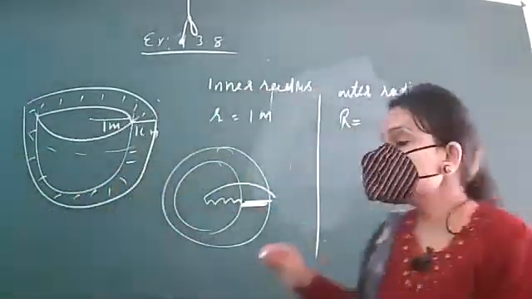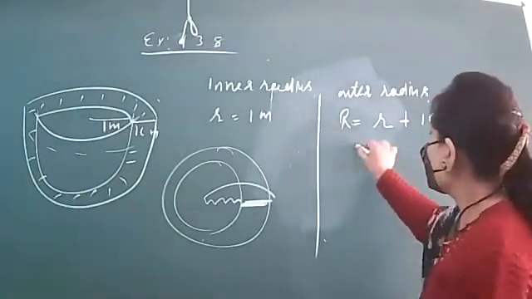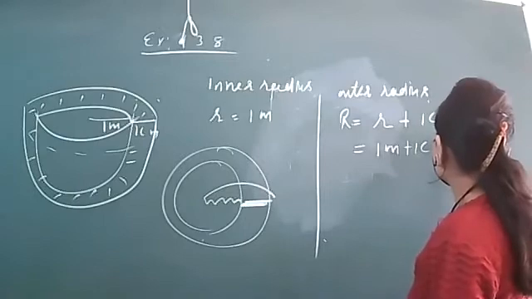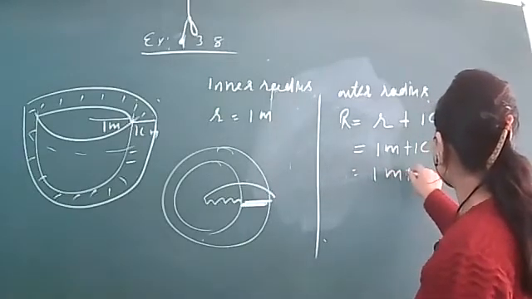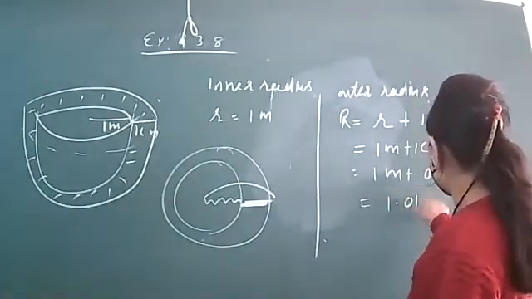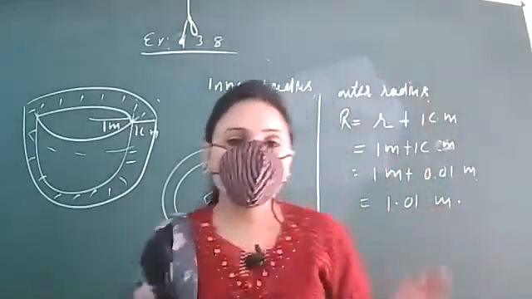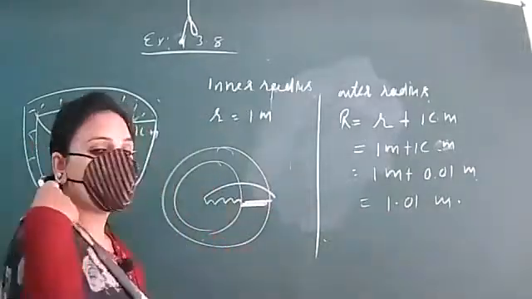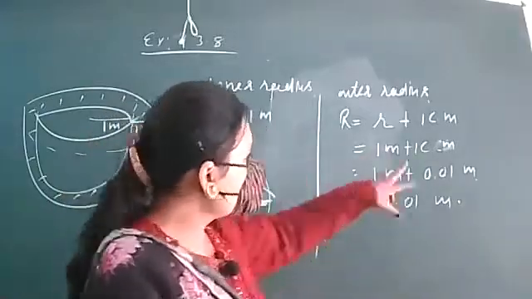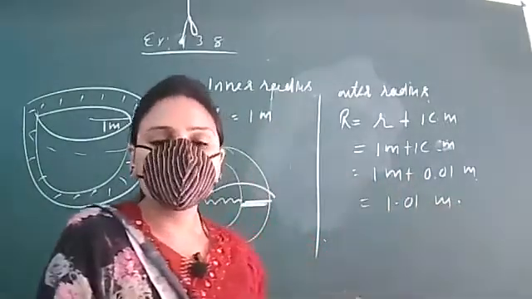But we will do this: small r plus the thickness, that is 1 centimeter, right? So small r is 1 meter plus 1 centimeter. Converting the unit, let us convert this centimeter into meter. This is 0.01 meters. So this is equal to 1.01 meter. So this is the outer radius of the hemispherical tank. That means inner radius plus the thickness. This thickness will be converted into meters because when we are adding the two things, the units must be the same.